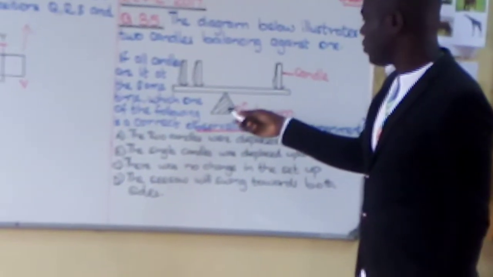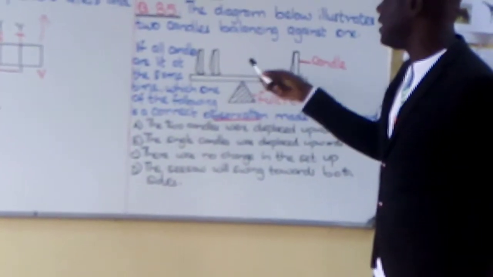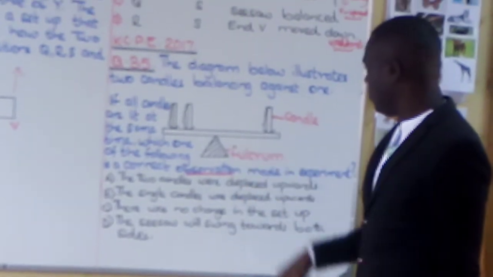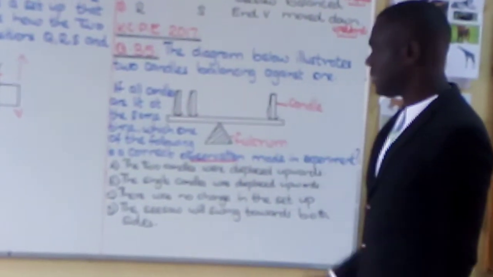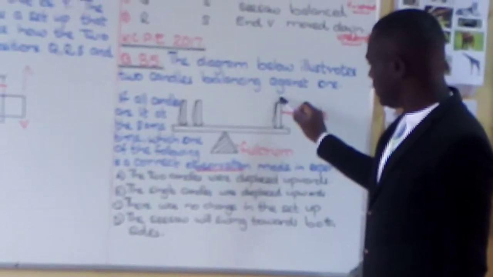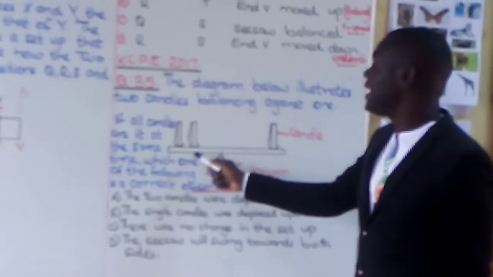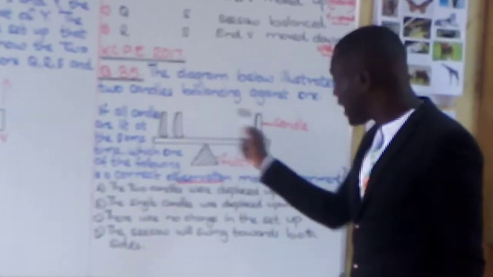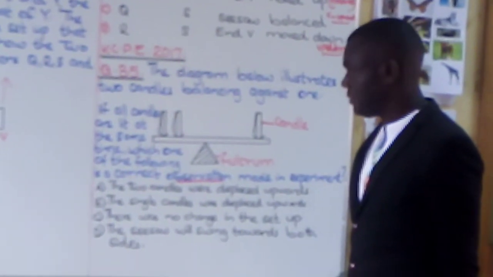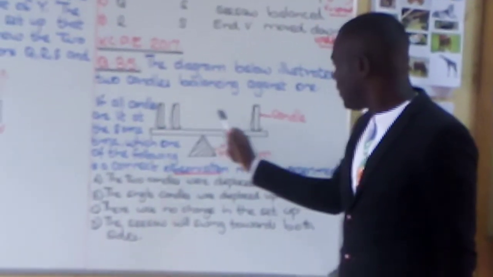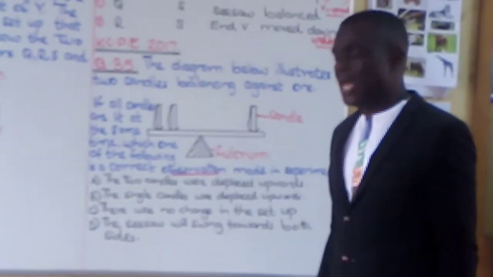The pivot or the fulcrum is at the center, at the middle of the beam balance or the seesaw. One candle on this side. Look at this. The placement of this candle and the placement of this candle is the same. Yet there's another inner candle. These candles have the same masses each. So this side has heavier mass than this side because of the two candles.